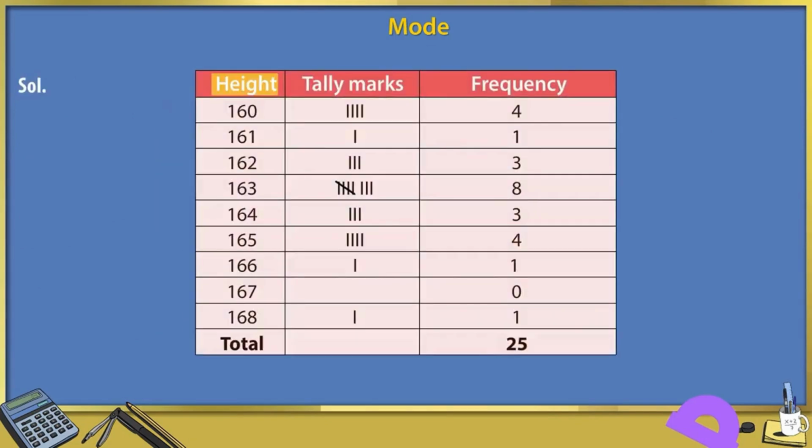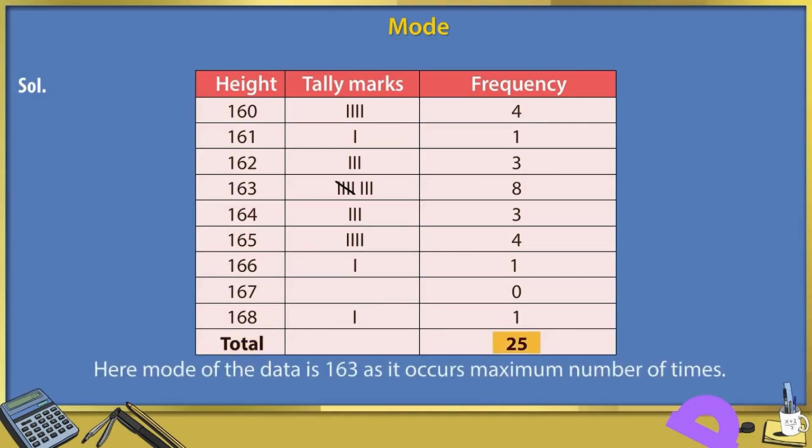Solution. Height, tally marks, frequency. 160, 4, 4. 161, 1, 1. 162, 3, 3. 163, 8, 8. 164, 3, 3. 165, 4, 4. 166, 1, 1. 167, 0. 168, 1, 1. Total 25. Here, the mode of the data is 163 as it occurs the maximum number of times.